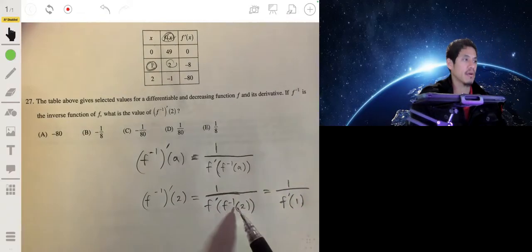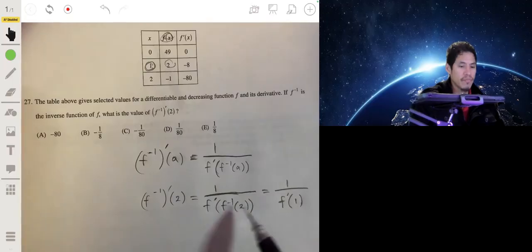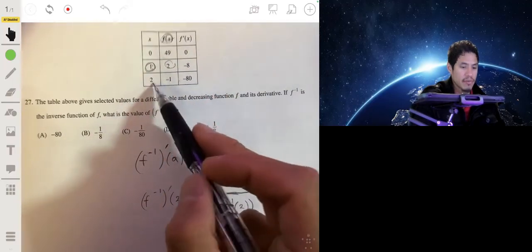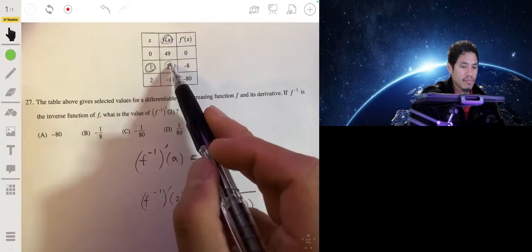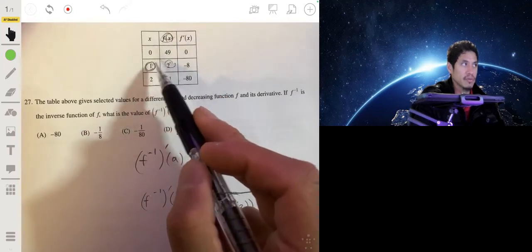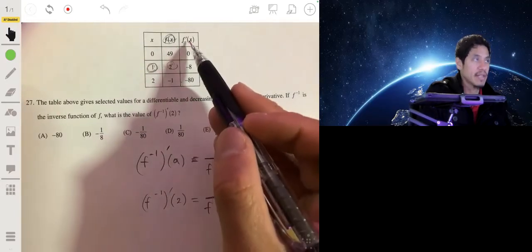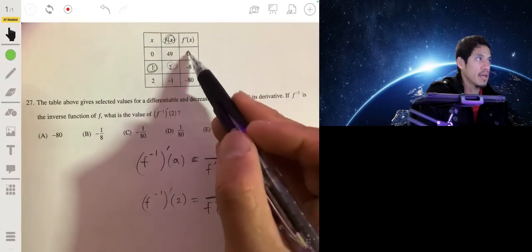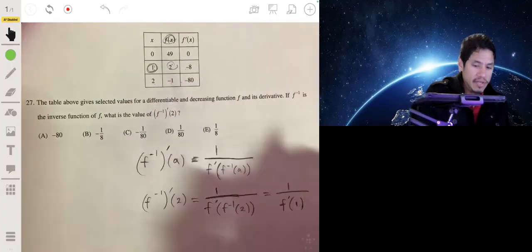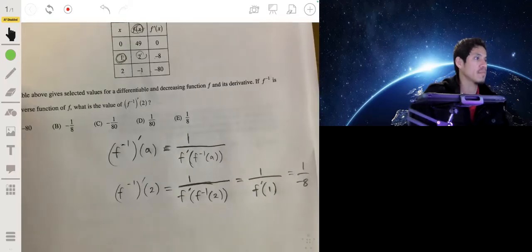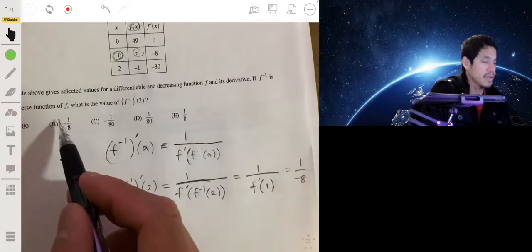So it's like working backwards. If it was f of 2, you would go from here to there. You go from 2 to there, but since we're going to the inverse, we go from the 2 to the 1. Anyways, now we just have to find the derivative at 1. That's right in the table. f prime of 1 is negative 8. So this is just 1 over negative 8. So our answer is just B.